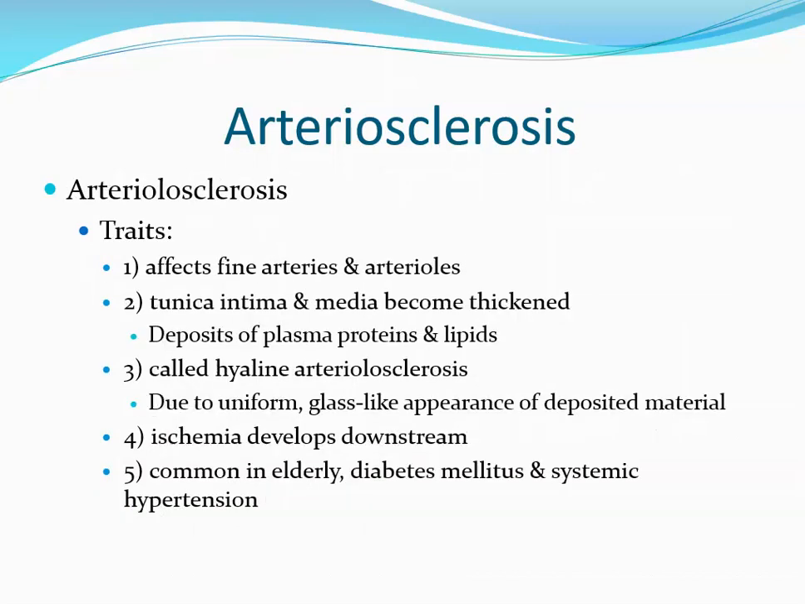The second form is arteriolosclerosis. This affects the fine arteries and arterioles. The layer of the vessel is both the tunica intima and the media. Both layers become thickened by deposits of plasma proteins, lipids, and an increased thickness of the basement membrane. This is often described as hyaline arteriolosclerosis due to the uniform glass-like appearance of the deposited material. Ischemia will develop downstream as the vessel wall thickens. This condition is common in the elderly and diabetic patients, and it is also seen in association with systemic hypertension.